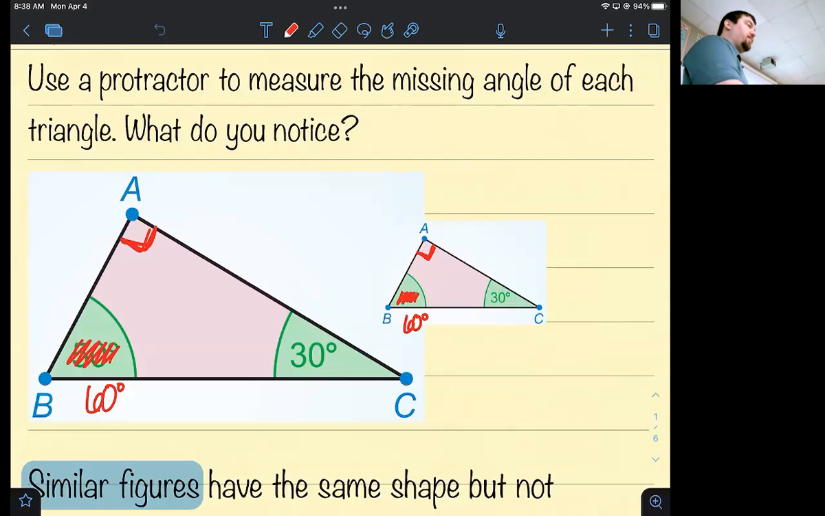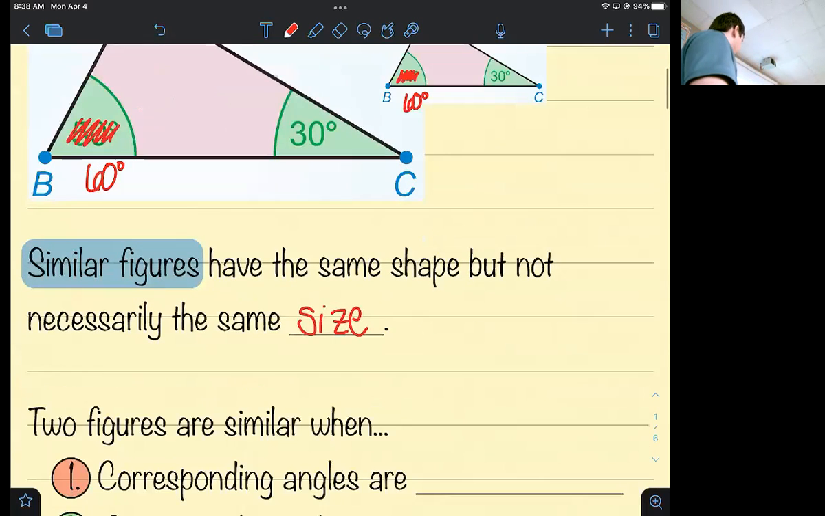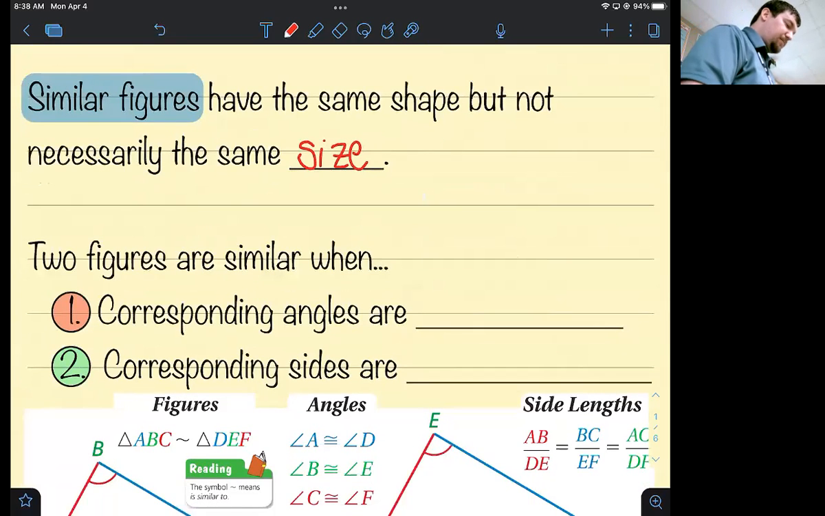Okay, similar. Similar figures, triangles, quadrilaterals, whatever they are, similar figures have the same shape, but not necessarily the same size. Now, what makes them have the same shape is that all the angles match up. You have the same angle measurements for each of the same angles in that triangle. In fact, that's one of the conditions we're going to see. Anytime two figures are similar, that means the corresponding. Now, corresponding is a new word for us. It means matching.